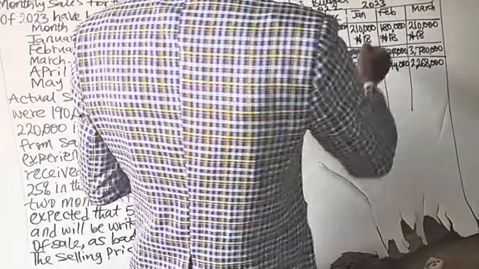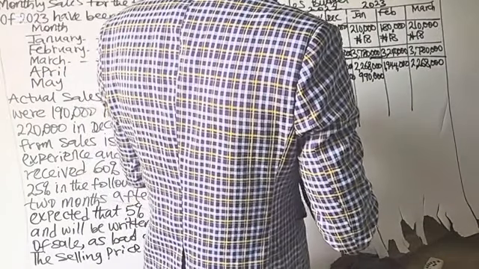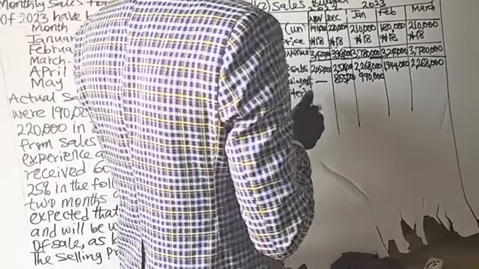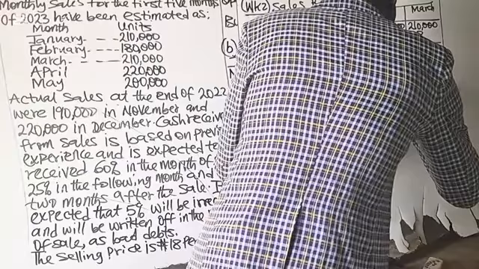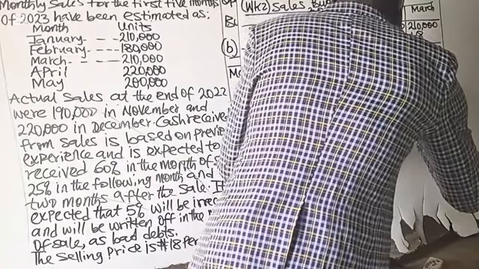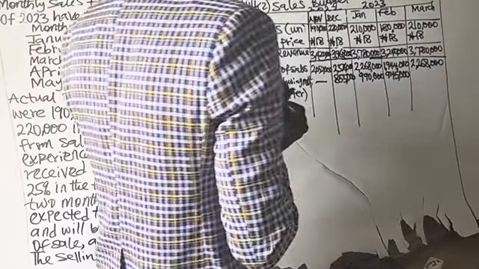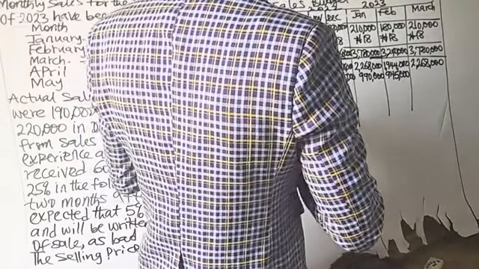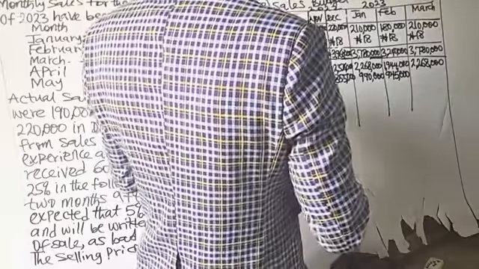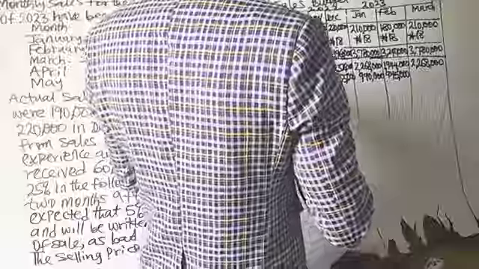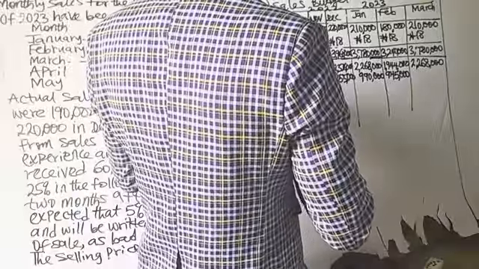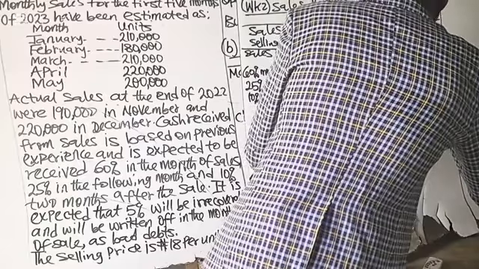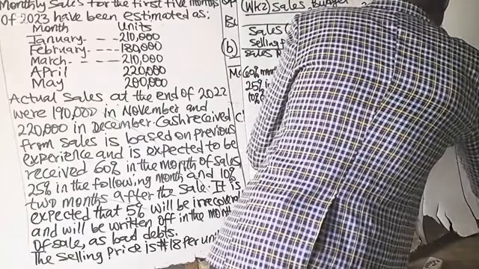And of January 2023 sales, which amounted to 3,780,000, 25%, which will be received in the following month, amounted to 945,000. That will be received in the month of February, which is 945,000. And of the February 2023 sales, 25% will be received in the month of March. And the February 2023 sales is 3,240,000. 25% of that will be received in the month of March 2023, and that amounted to 810,000.